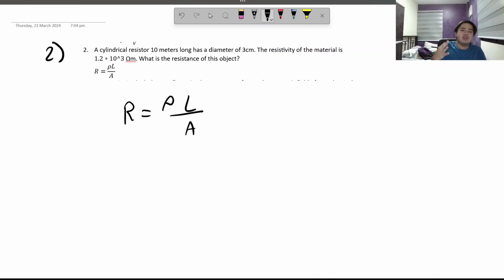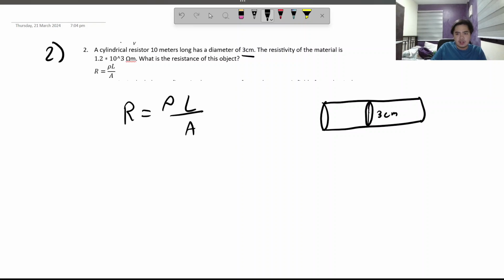So we're given the other aspects we need to find resistance: rho, which is the resistivity, the length of the material, and the cross-sectional area. A cylindrical resistor should look like this, which is what every resistor looks like anyway. The cross-sectional area is the area of this parallel plate right here. The problem says we have a diameter of 3 centimeters. That is the diameter. We need to find the area.